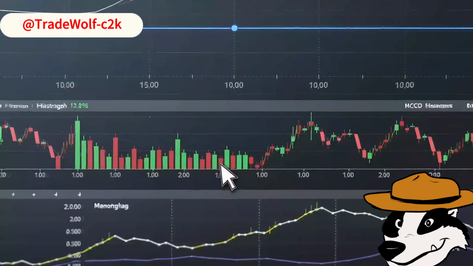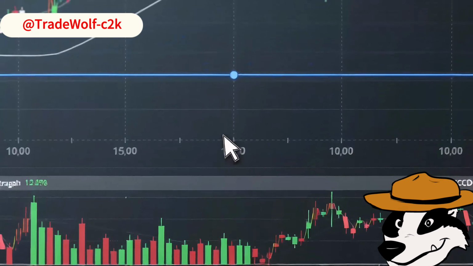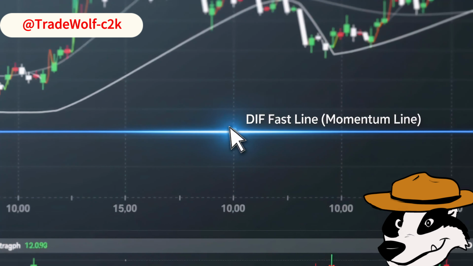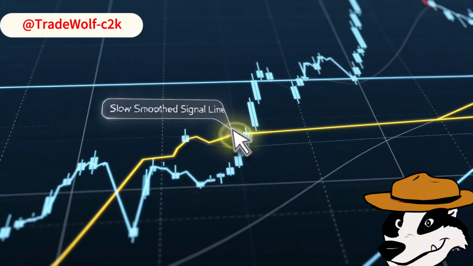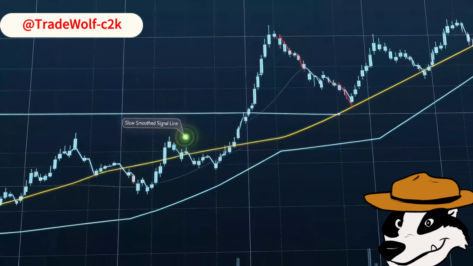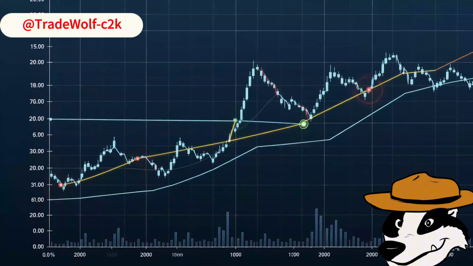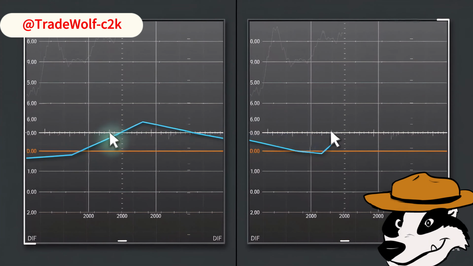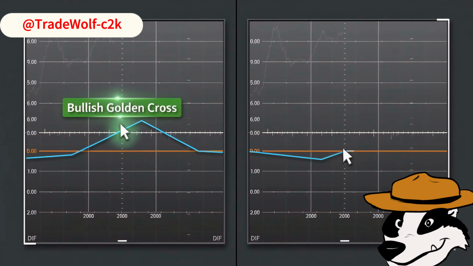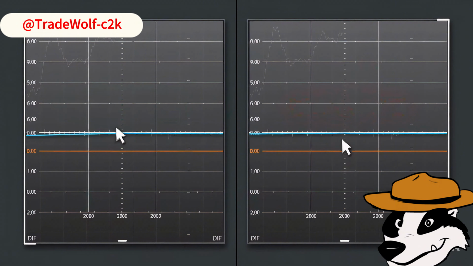Component 2, MACD red and green momentum histograms. Component 3, the blue DIF line, universally called the fast momentum line among traders. Component 4, the yellow DEA slow smooth signal line. All core buy and sell trading signals originate from crossovers between the fast and slow lines. When the fast line crosses upward through the slow line, we call it a bullish golden cross. When the fast line breaks downward through the slow line, it forms a bearish death cross.